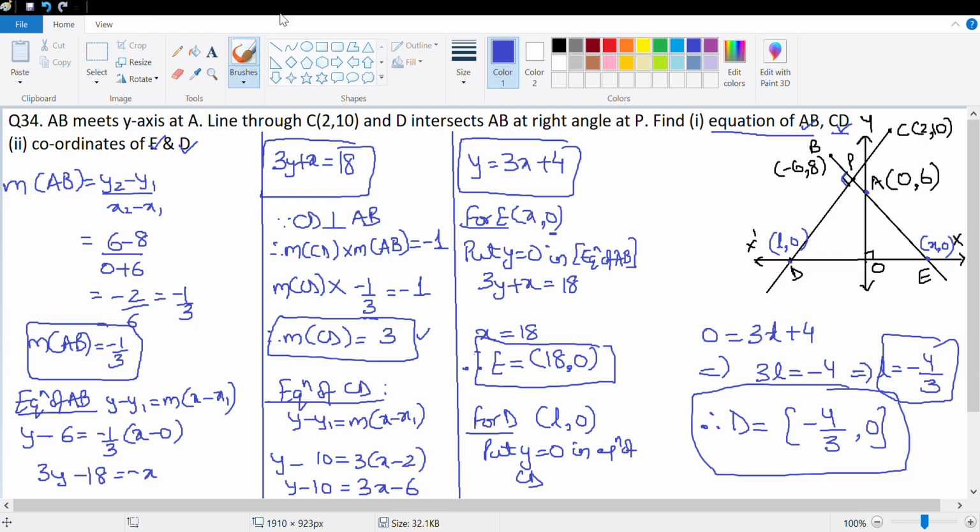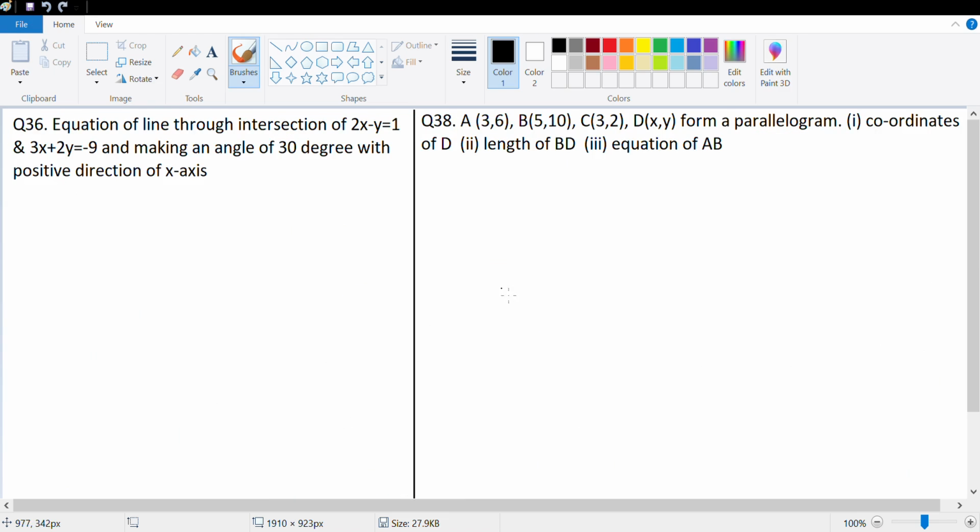The next question that we do is question number 36. Let's look at it. 36 says, find the equation of the line through the intersection of these two lines and making an angle of 30 degrees with the positive direction of the x-axis. Perfect. So there is a line which is passing through the intersection of these two lines, right? And it is making an angle of 30 degrees.